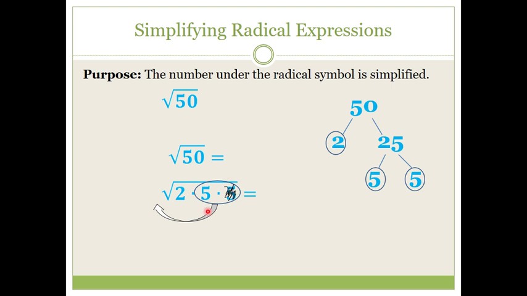Okay, so I have a pair of 5s, so I can pull a 5 outside of the radical, and that leaves me only the 2 underneath. So that's what I'm indicating here with this arrow, that because of this pair, I'm going to pull one 5 out. The only thing that I had left underneath the radical was 2. So this is 5 radical 2. Same answer we got doing it the other way.